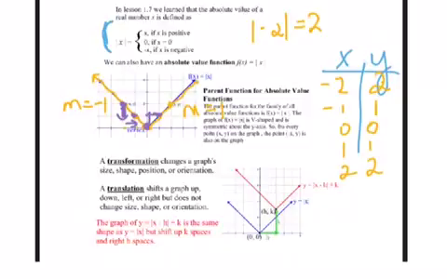Okay, this is what we call the parent function for absolute value. That means all absolute value functions are some variation of this graph, whether we move it up and over, whether I make it narrower or skinnier, whether I reflect it downwards. That's what we call a transformation. Okay, so we can transform this parent function to fit our needs.